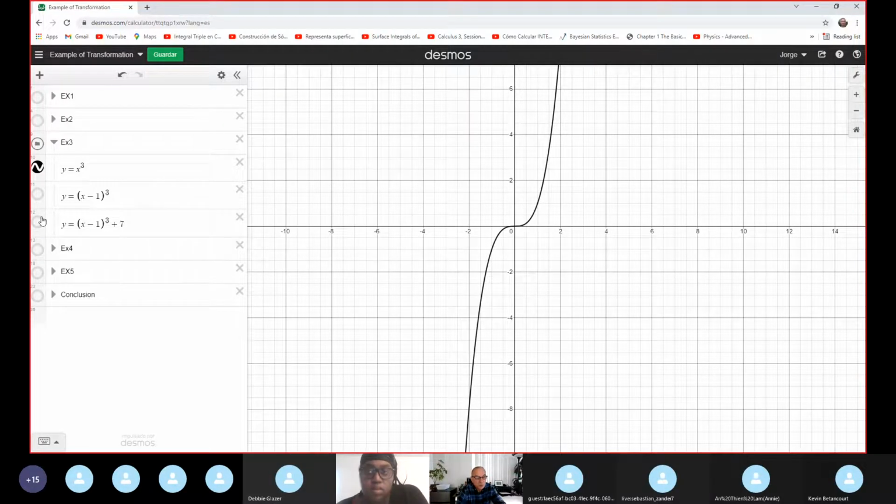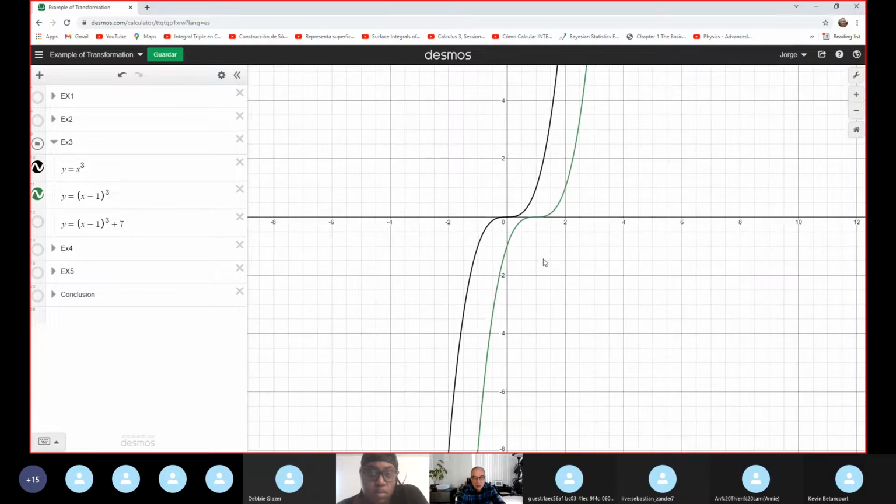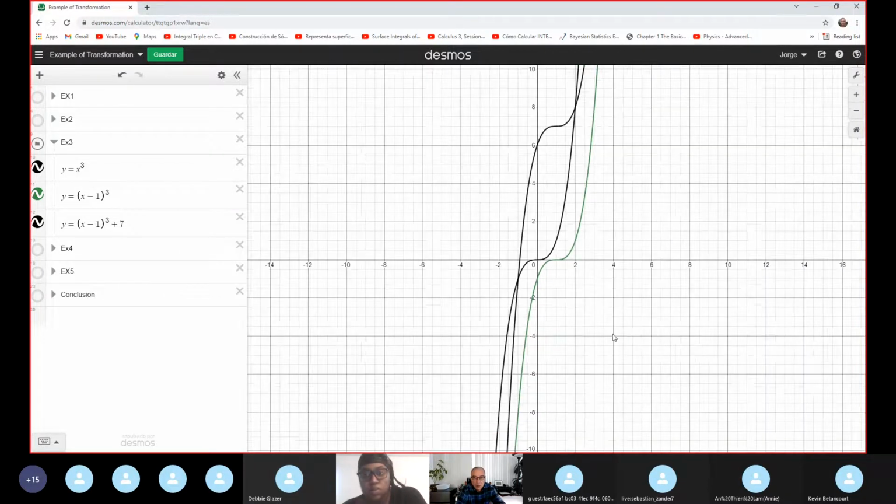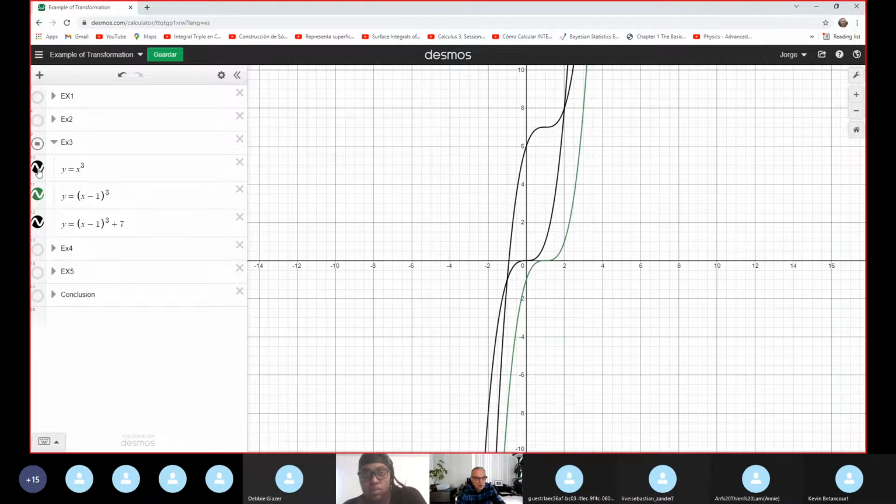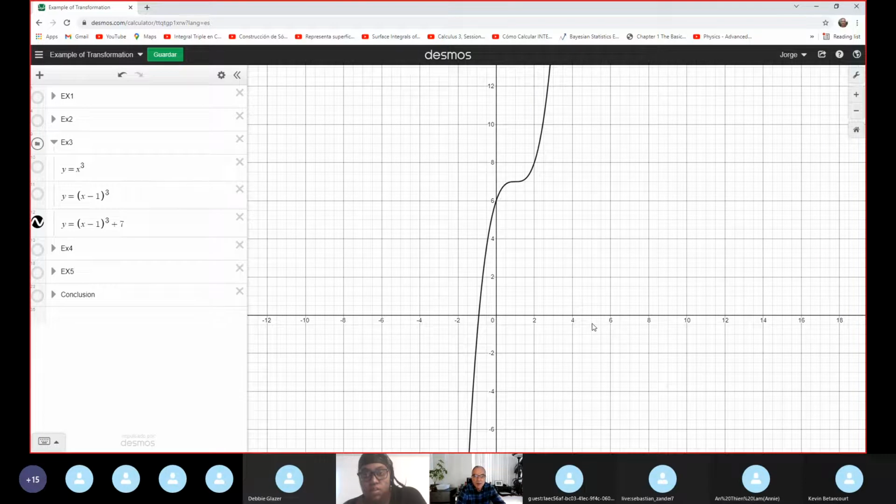The first transformation was horizontal shift 1 unit to the right. Bam. In green color. I move everything point by point to the right, 1 unit. And finally, 7 up. Boom. Okay, this is my final answer. Boom, boom. 7 up. Okay. Entonces, ¿es easy o no? It's complicated.